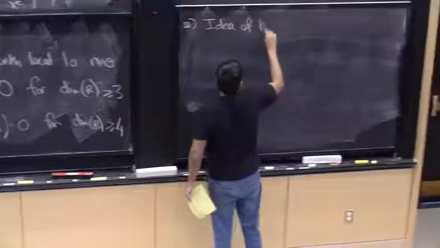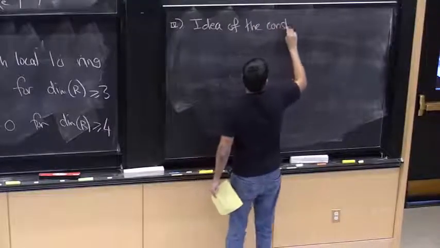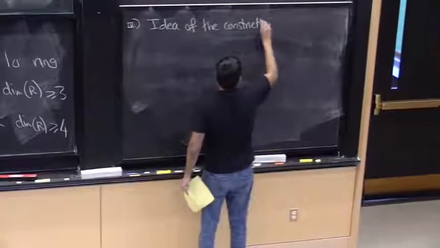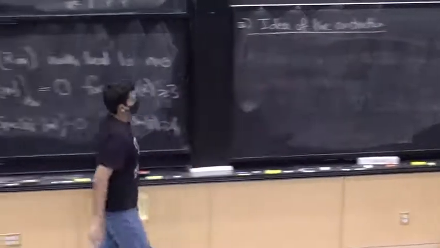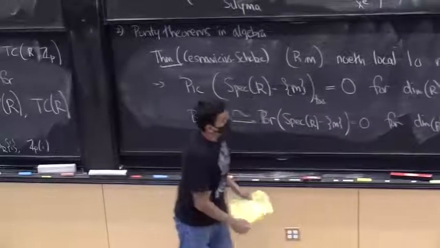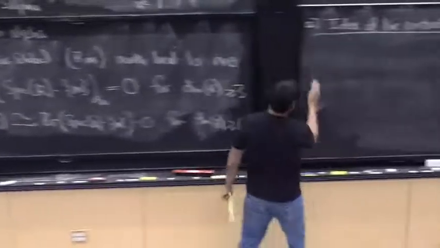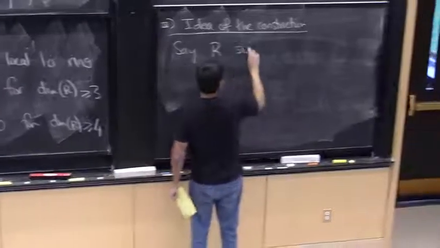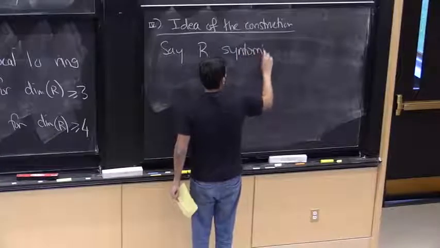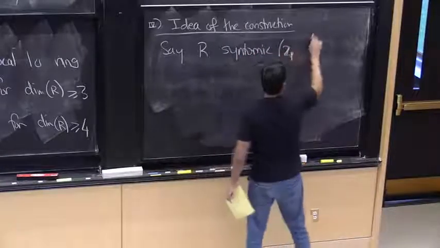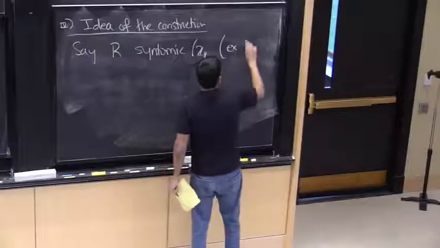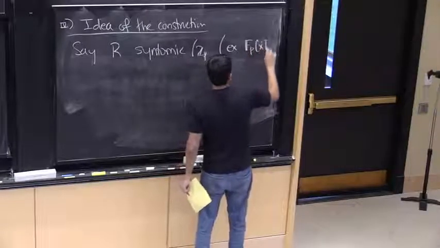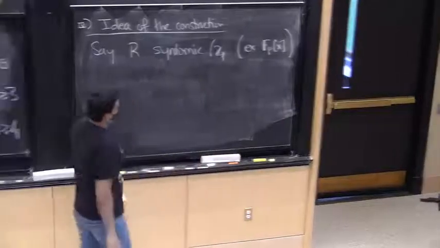So, idea of the construction of this filtration. Like, where does the filtration actually come from? And so I'll just do it in a toy example. Or, I mean, it's not that toy. So say R is syntomic over the p-adic integers. And again, if you don't like this generality, just think about the case of a polynomial ring in one variable over a finite field.